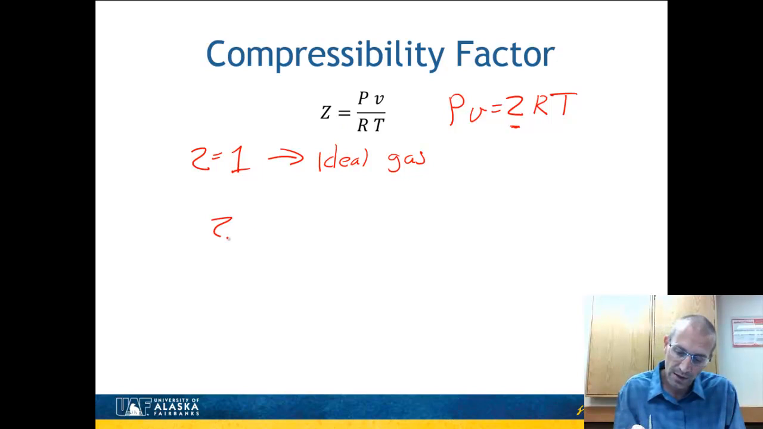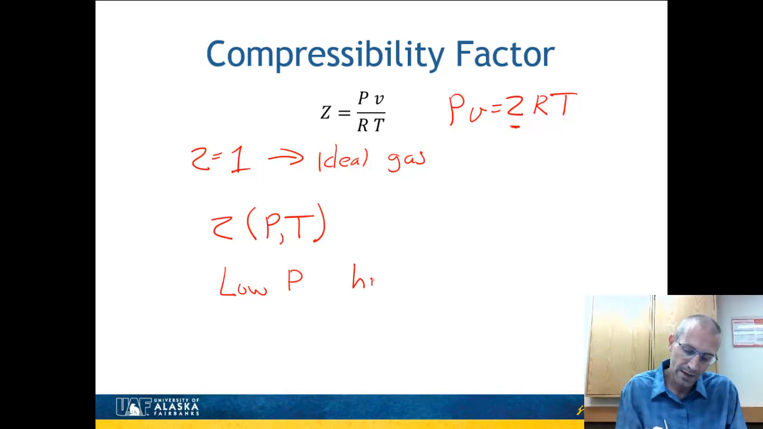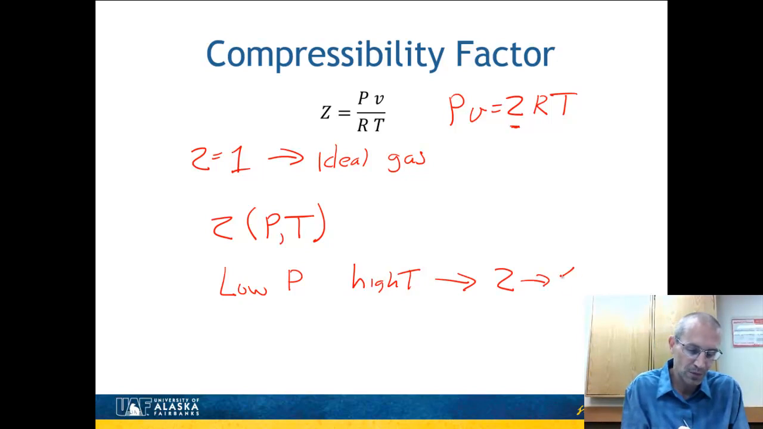Now, Z is not a constant. Z depends on the pressure and the temperature. So at different temperatures and pressures, Z takes a different value. Now, recall, at low pressures and high temperatures, we can use the ideal gas equation. Under those conditions, Z approaches 1. Let's look at Z a little bit more.